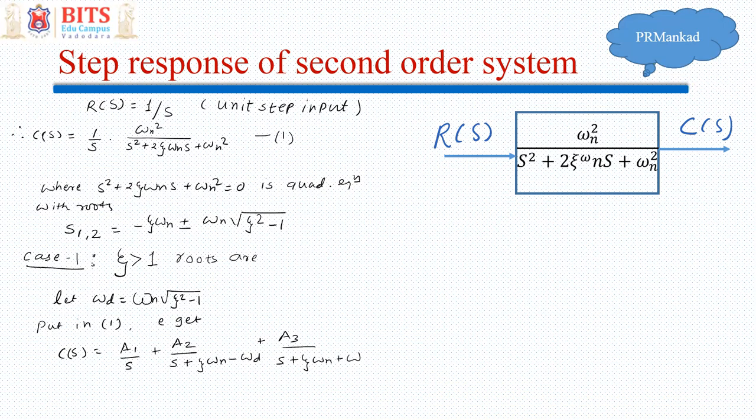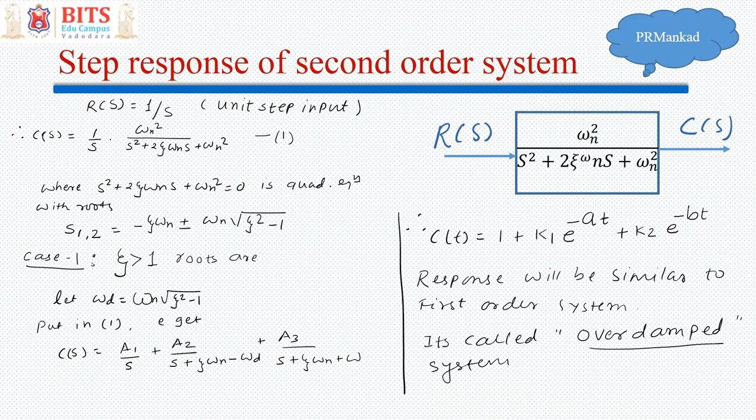So in that case, let's rename the term omega n into square root of zeta square minus 1 as omega d, which is called damped natural frequency. If we put this in the first equation and we use the partial fraction expansion, we get the term as a1 by s plus a2 divided by s plus zeta omega n minus omega d plus a3 divided by s plus zeta omega n plus omega d. Omega n is missing over here.